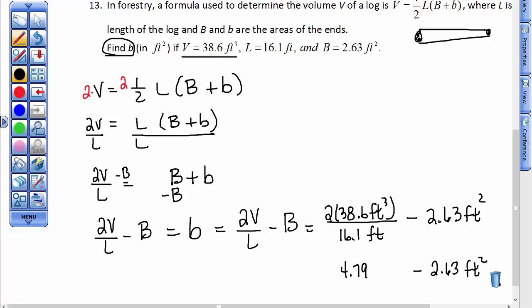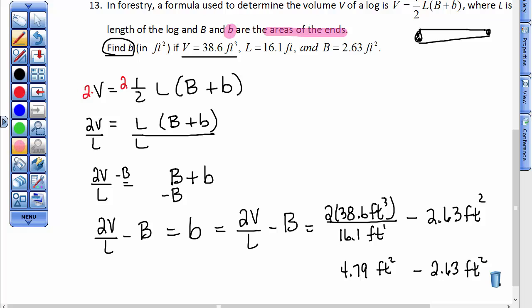I just grabbed my calculator and did this calculation, 2 times 38.6 divided by 16.1. Please note, this is a volume, 38.6 cubic feet of wood from this log. This is feet to the third power. This 16.1 is feet to the first power. So when you do that multiplication and divide, you get an answer in feet to the second power, which is an area. Remember, we are trying to find little b, the area of the end.